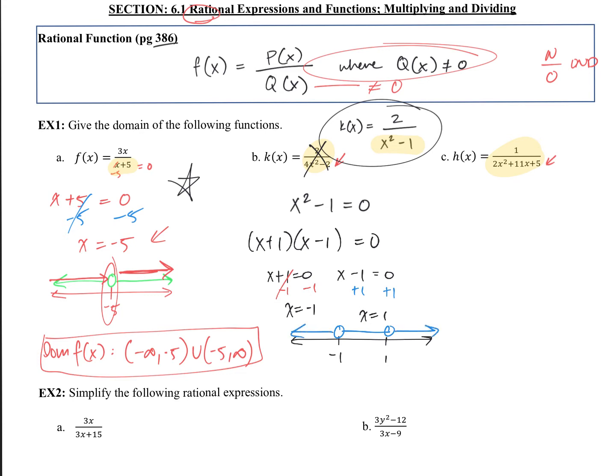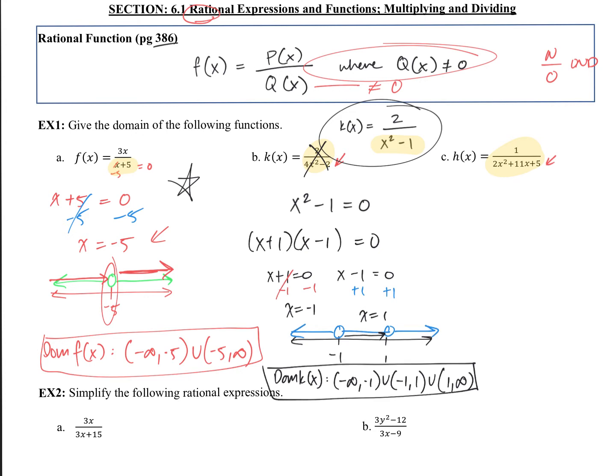So what would my domain be? My domain of k of x is going to be negative infinity to negative 1, union, negative 1 all the way up until positive 1, and then we're still continuing, union, 1 to infinity. Ooh, that was a big one. Okay, kind of squishing in, but we got this.